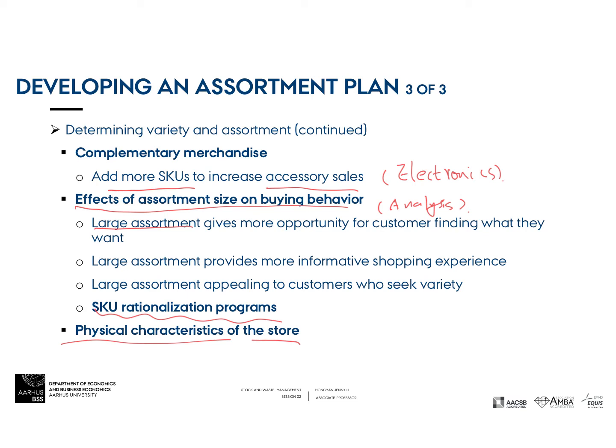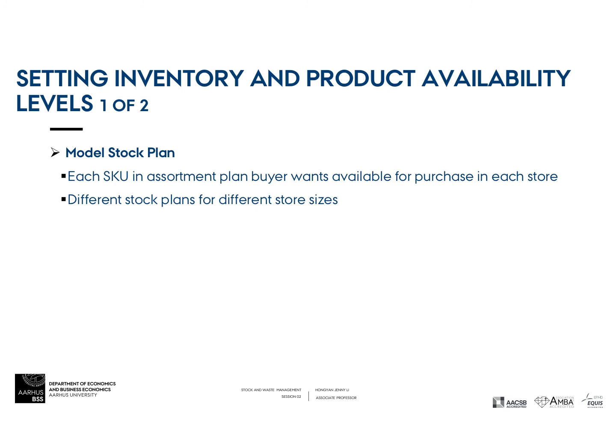Next, we are going to talk about a stock plan. Here we start to talk about setting inventory and product availability levels. That's basically my working area, so we focus on inventory or stock management. From the retail management perspective, it's called a model stock plan. A model stock plan is the number of each SKU. This plan determines the number of each SKU in the assortment plan.